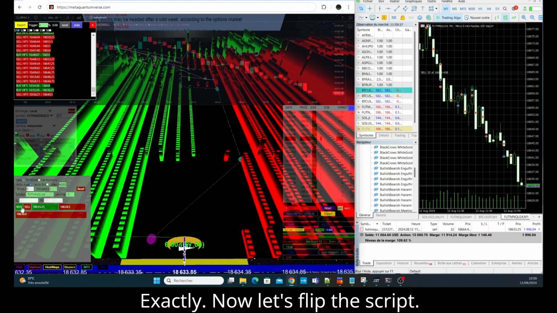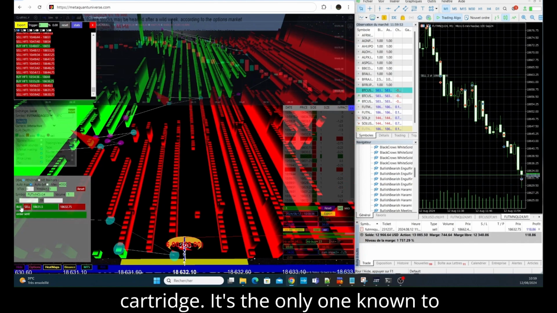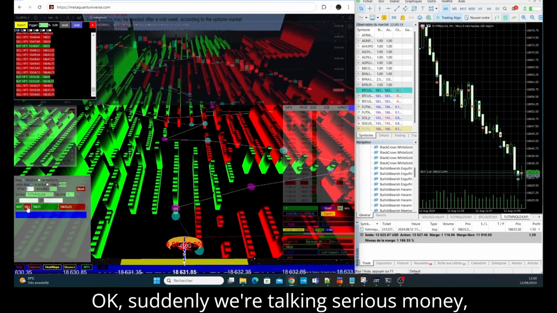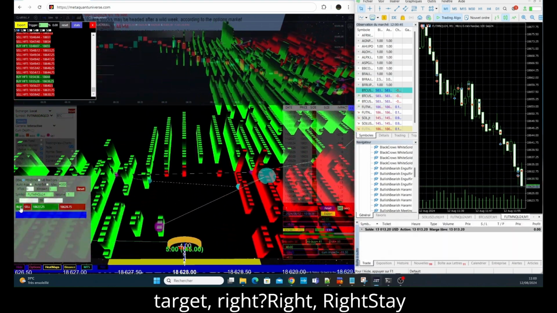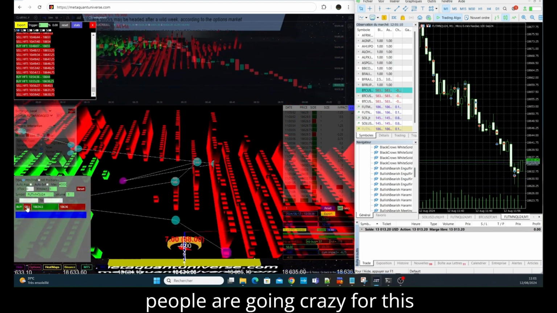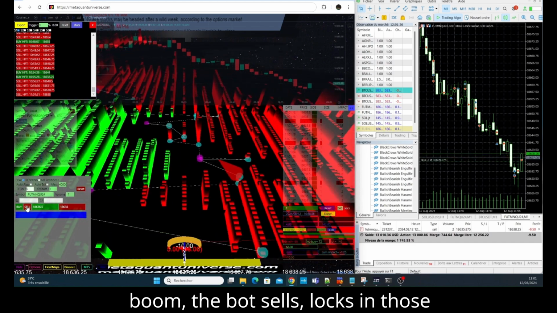Exactly. Now, let's flip the script. Word gets out that this Space Invaders cartridge is the only one known to exist. Price goes through the roof. Oh, okay. Suddenly we're talking serious money. But remember that take profit target. Stay disciplined. So even if people are going crazy for this cartridge, when it hits that target, boom, the bot sells, locks in those profits.